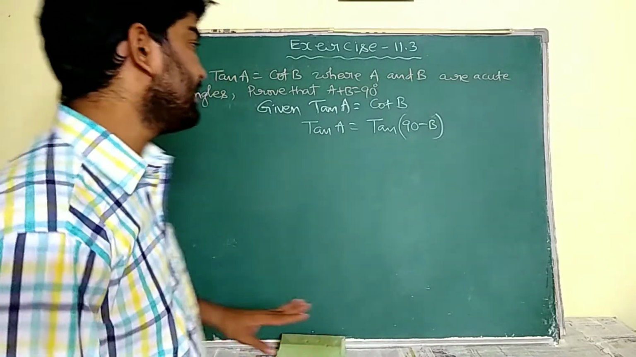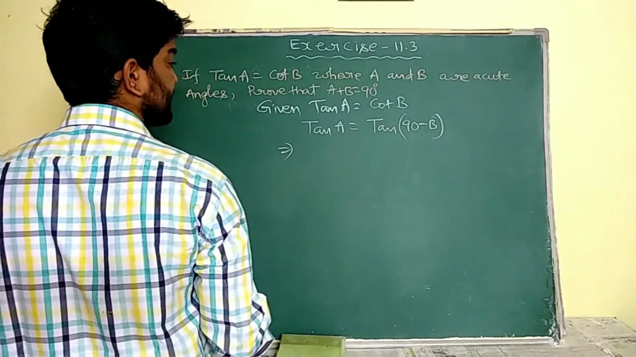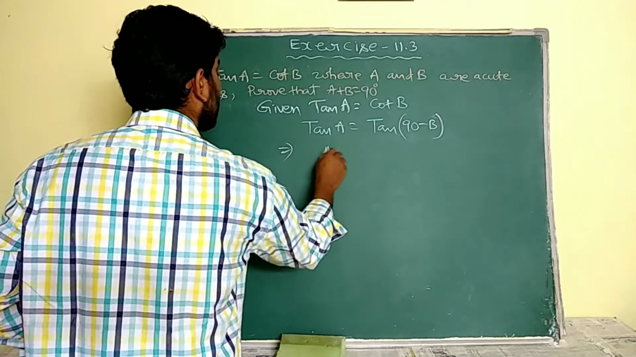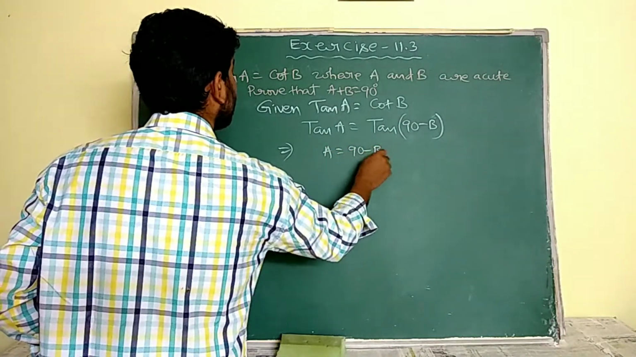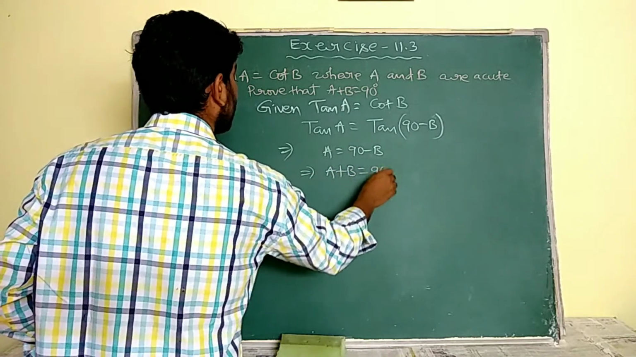Yes, what we did is correct. Now both sides we are having the same trigonometric ratio, just remove them. Then A is equal to 90 minus B. That implies A plus B is equal to 90 degrees.